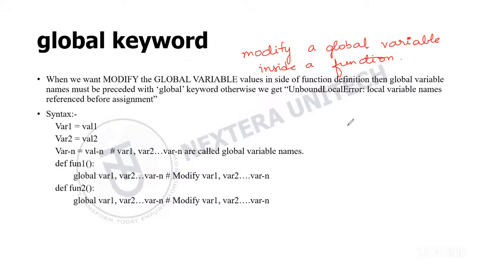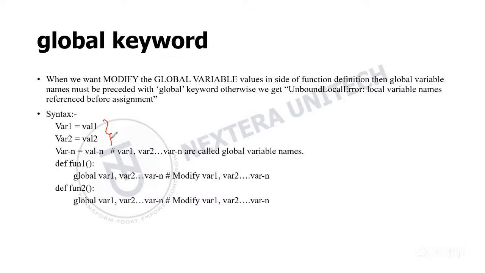So how we can use it is, we need to give the global keyword and space, and then give the global variable name. Otherwise, if you try to modify it without this global keyword, we will be getting an error. So in order to modify a value which is a global variable inside of a function, we need to use the global keyword. So here, if you see, we have two variables or n variables, let's say. So these are outside of the functions, right? So we have two functions and these are outside of functions. So these are global variables.